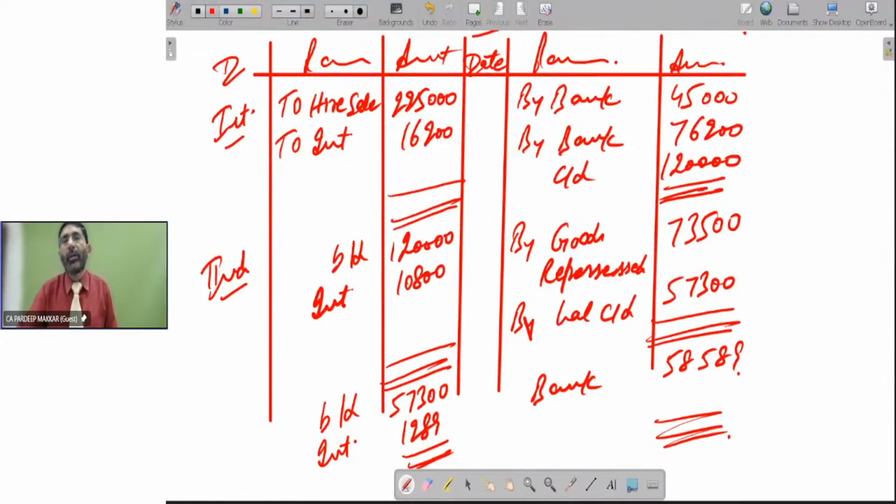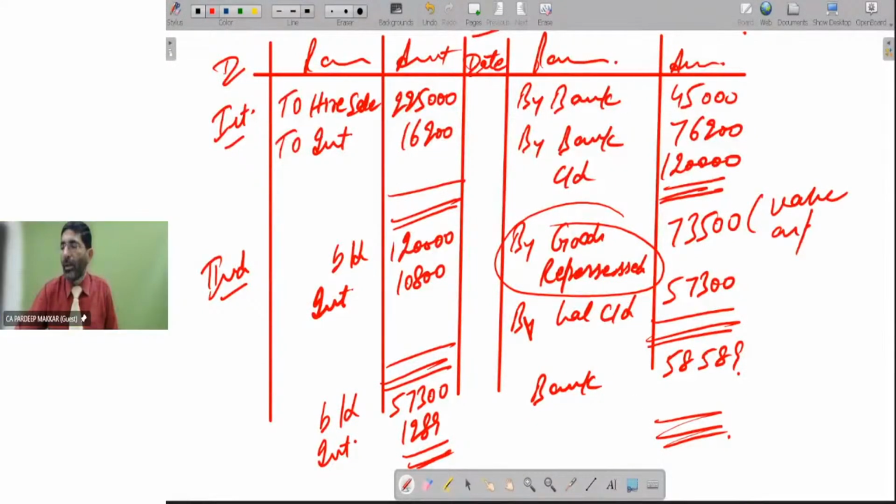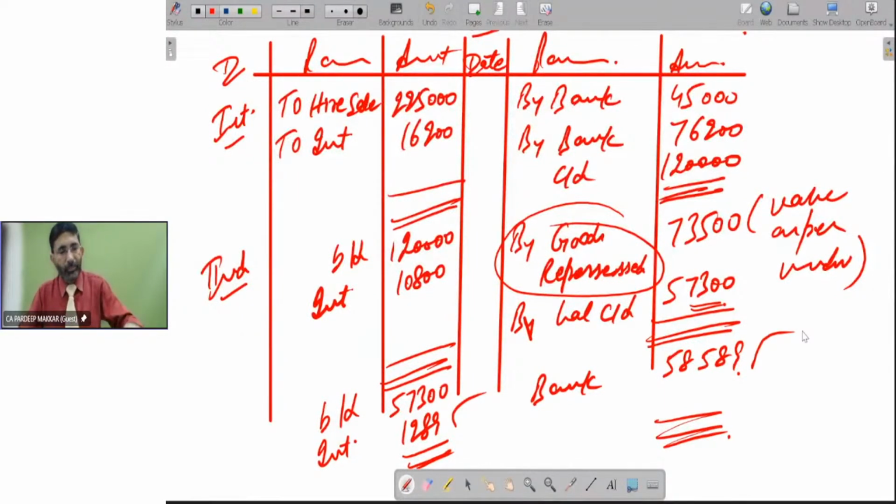It is just vice versa to the vendor account in the books of purchaser, because we have already discussed the vendor's account in the books of purchaser. Now we have to discuss the purchaser's account in the books of vendor. That will be similar, because here also we will do the same thing. First of all, to hire sales, then to interest at the end of first year, by bank down payment, by bank installment. To balance brought down, to interest, and by goods repossessed at the value as per vendor, not the value as per purchaser. This has already been done in the books of purchaser also, and balance carried down is there. Then interest is charged for 3 months and bank payment is there.